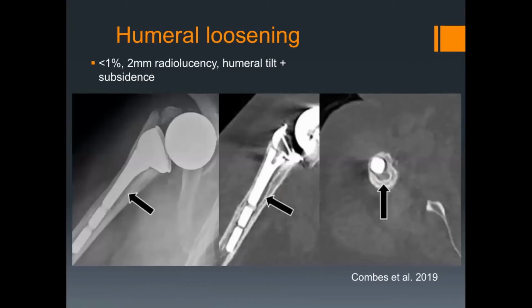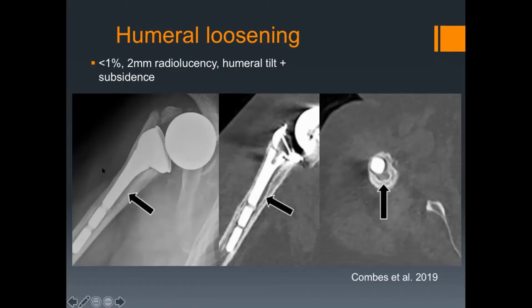So humeral loosening applies to all shoulder arthroplasty, but it's relatively uncommon, less than 1% quoted in the literature. And again, it's characterized by circumferential continuous radiolucency related to the humeral prosthesis. The other features are that you might start to get tilting of the humeral prosthesis as you start to erode the endosteal bone and as it starts to move. And you may also see subsidence where the humeral prosthesis sinks into the humeral shaft.